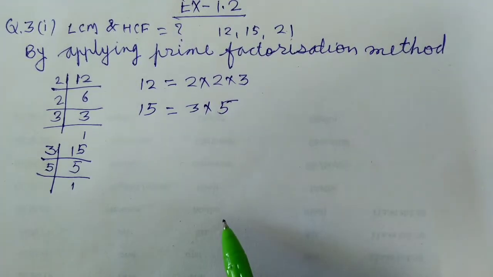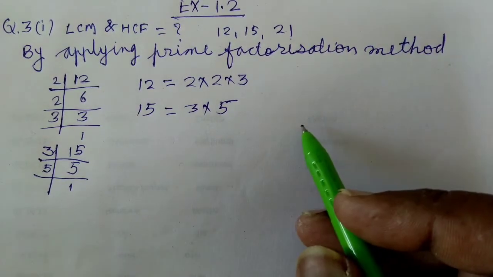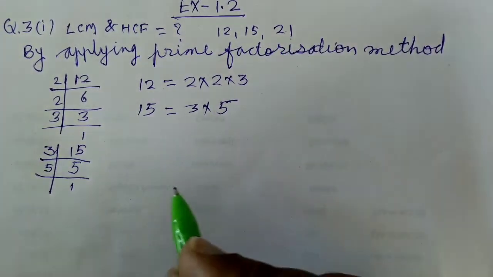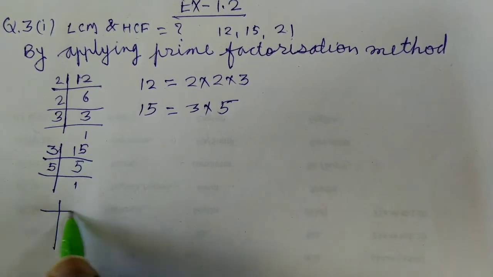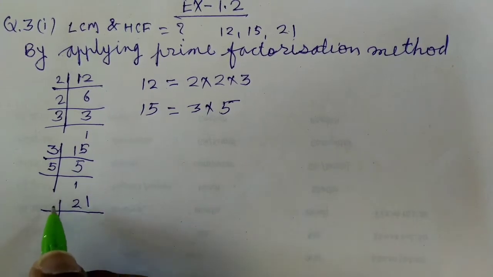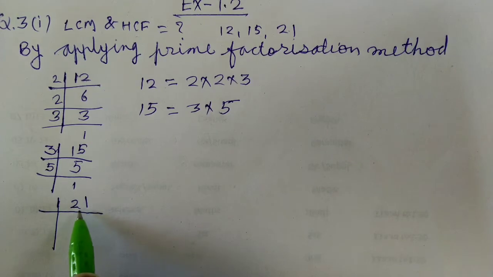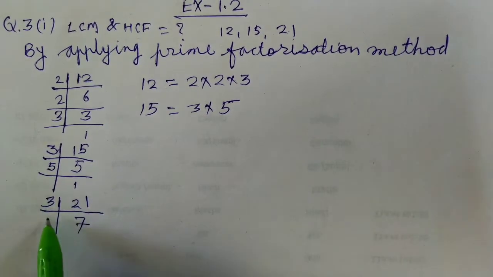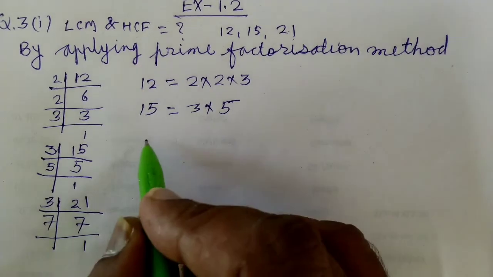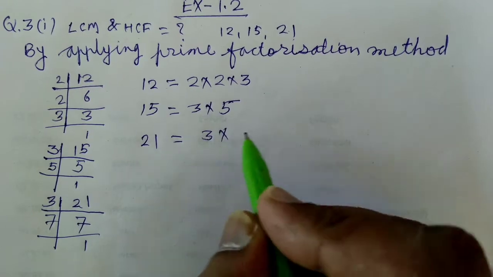Now next, we have given 21. We will find the prime factors of 21. Again we will check the divisibility test by 2. This number is not divisible by 2, so we will check divisibility by 3. 2 plus 1 is 3, so 3 sevens are 21, 7 ones are 7. So the prime factors of 21 are 3 into 7.